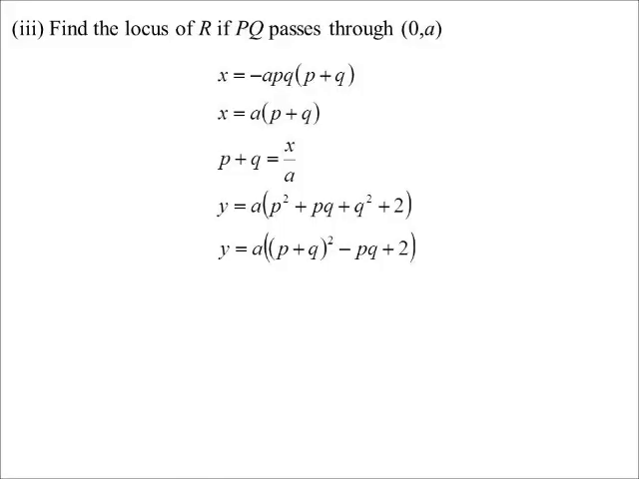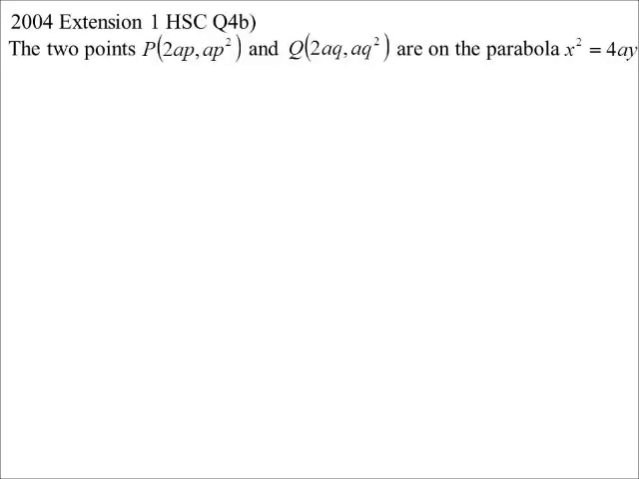The Y value was A times (P squared plus PQ plus Q squared). But, again, I can use the idea that P squared plus Q squared is (P plus Q) all squared, minus 2PQ, but we've got a plus PQ in there, so it becomes minus 1 lot of PQ. Now, the PQ we know is -1, and P plus Q we just worked out was X on A. So I can sub in there and tidy that up, and we get our locus, X squared on A plus 3A, Y equals.